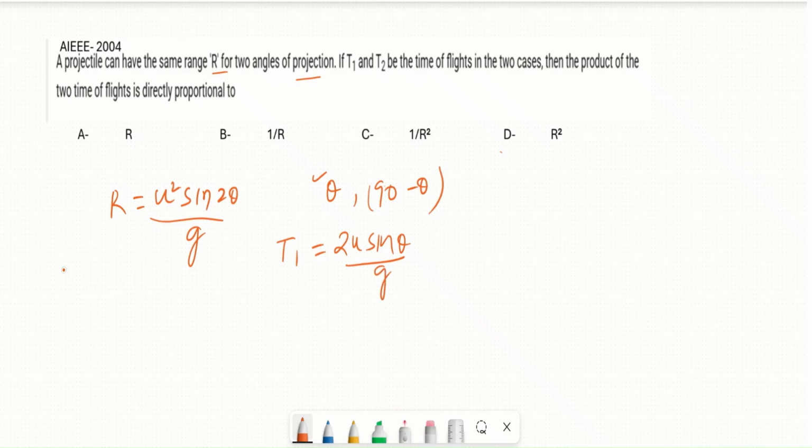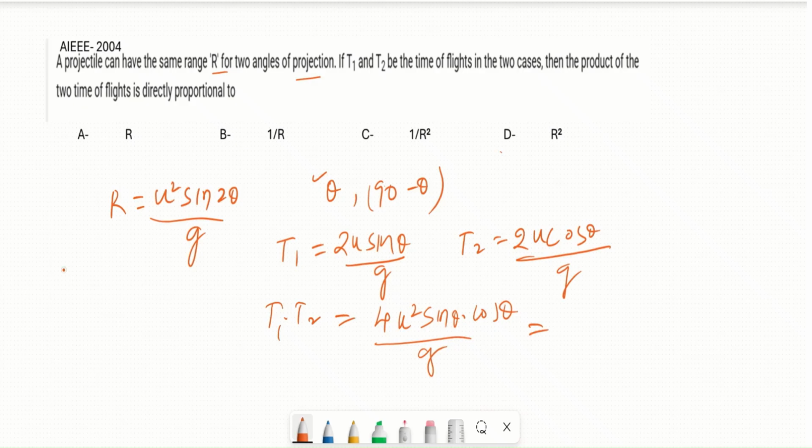For the angle theta, the range is the same, and for the angle 90 degree minus theta also the range is the same. So for the second angle 90 degree minus theta, we will have T2 is equal to 2u sine of 90 degree minus theta, which is cos theta, by g. And it's telling the product of T1 T2. So T1 into T2 is equal to 4u square sine theta cos theta by g square is what we get.